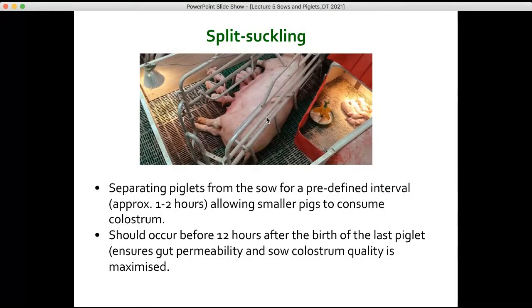So split suckling is a technique that you can use to try and increase the chance of survival in your small piglets. The technique involves selecting your top 5 or 4 piglets in the litter, letting them have their dose of colostrum, and then once that's happened, separating them out. You can see that's what they've done in this picture, and allowing the little guys to have a chance for a couple of hours. This should occur within the first 12 hours after birth, to ensure that you get that gut permeability and maximize the amount of colostrum coming out of the sow.